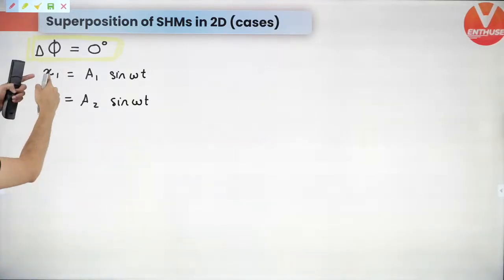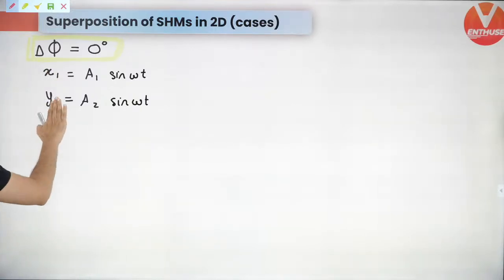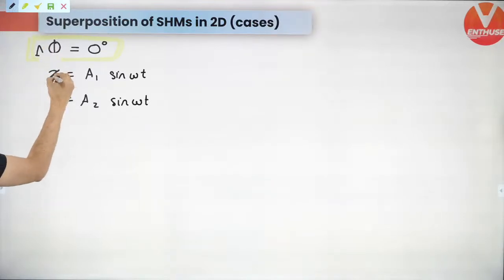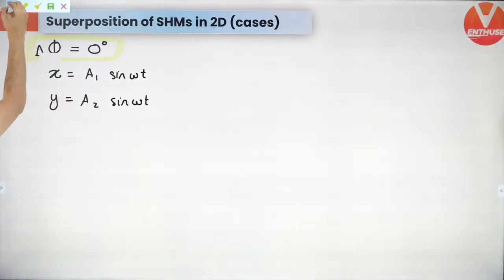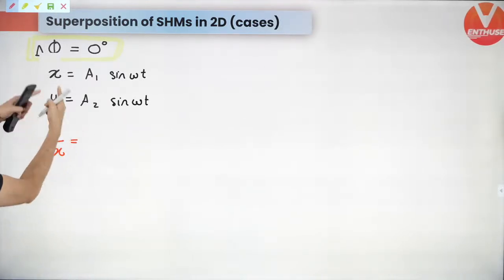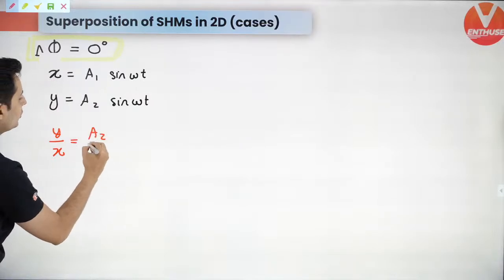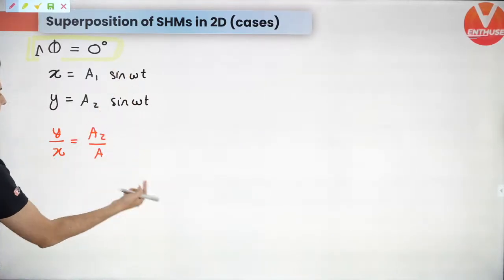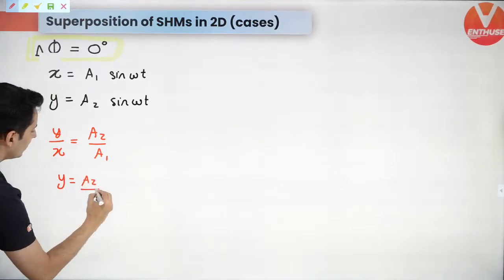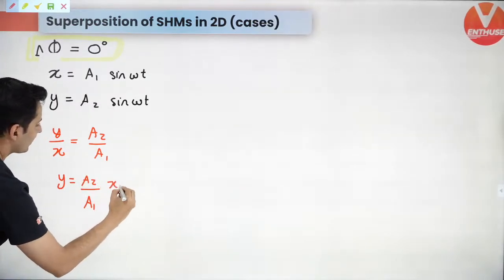Very simple. Just divide both of them, guys. This is the y coordinate, right? This is the x coordinate. So just divide both of them. Y divided by x will be A2 by A1, since sine by sine goes off. So what will you get? Y is A2 divided by A1 into x.